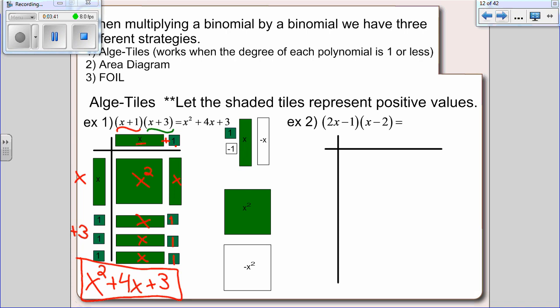I want you to try to do the algebra tile setup for example 2. So even just the outsides, and then we'll do the insides together.